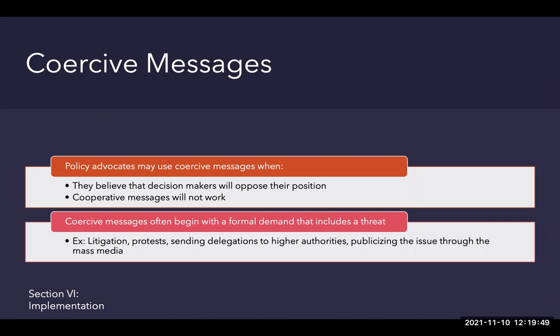So, coercive messages. Policy advocates may use coercive messages when they believe that the decision maker will oppose their position, and when cooperative messages will not work. Coercive messages often begin with a formal demand that includes a threat, and this would include litigation, protest, sending delegations to higher authorities, and publicizing the issue through mass media.